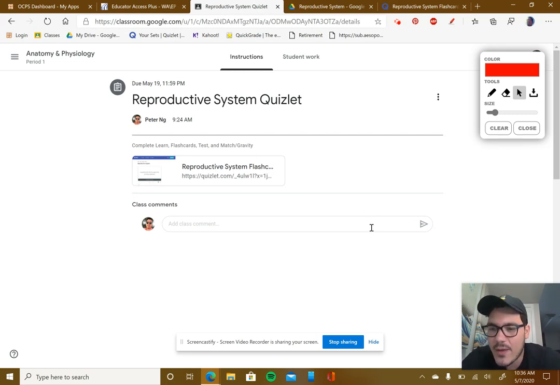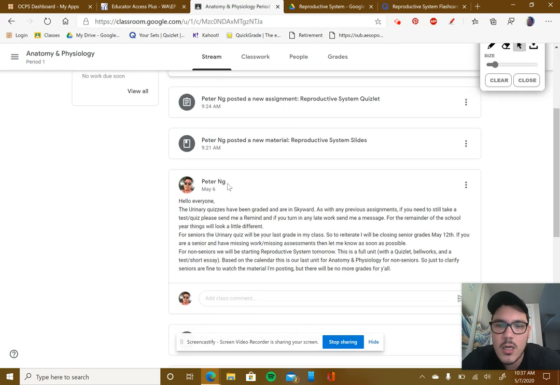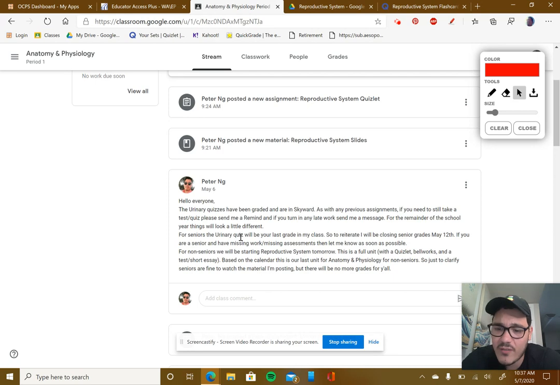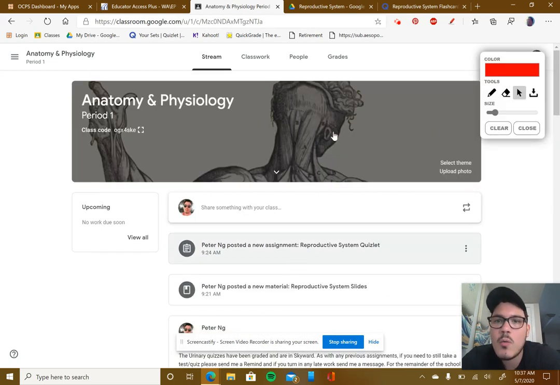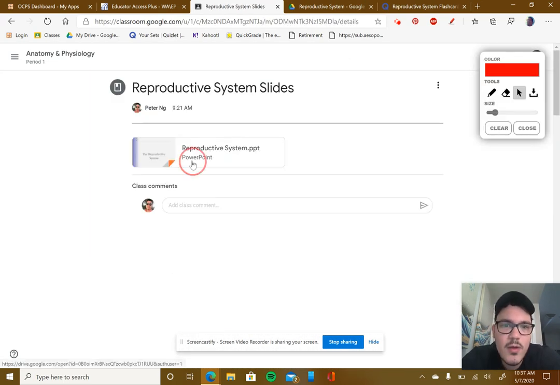So I expect around that time, as I mentioned in my post here, this unit is strictly for the non-seniors. For the seniors, the urinary system and the urinary quiz that we already took was going to be the last assignment for them. And again, I'm closing my grades for the seniors on May 12th, so just be prepared for that. If you happen to owe me anything, if you're all caught up, if everything's good to go and you're a senior and that means you'll be graduating, then you're all set. No worries.